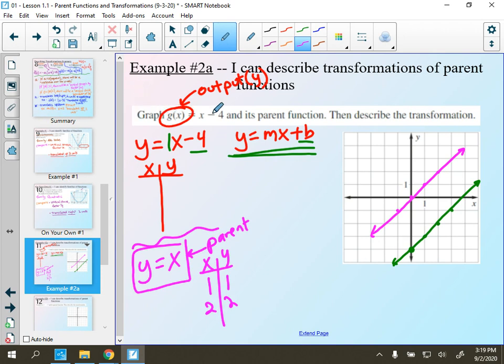I've graphed this and its parent function, then described the transformation. Well, hopefully at this point, this is kind of old school. We did it a couple different times in this last one. I could have actually answered this right away. I see this x and then being a -4.